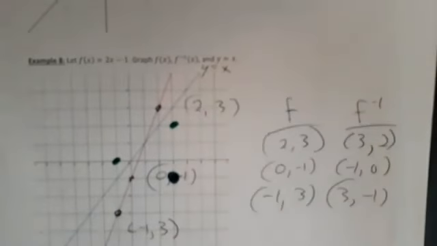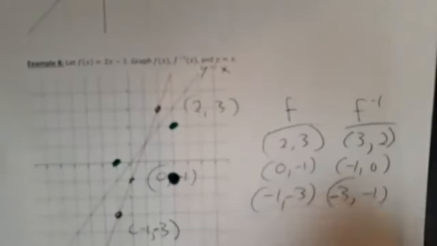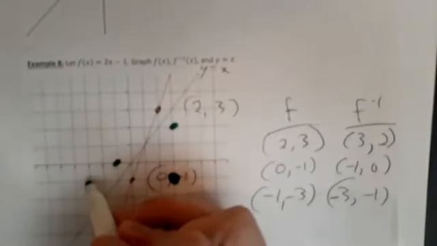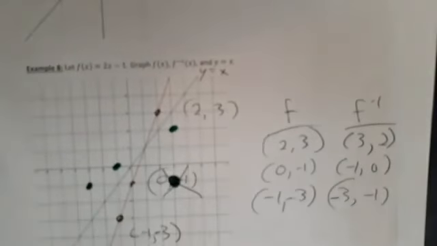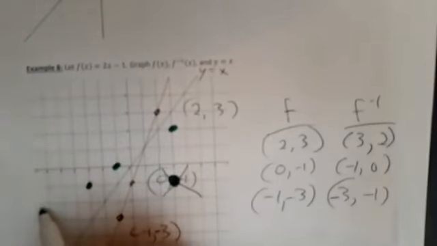Oh shoot, this should be -3. That's what I did. -1, -3. Whew. That'll get you. So -3, -1 right here. So this point should not be a point. Sorry about that. So this is what our line should look like.